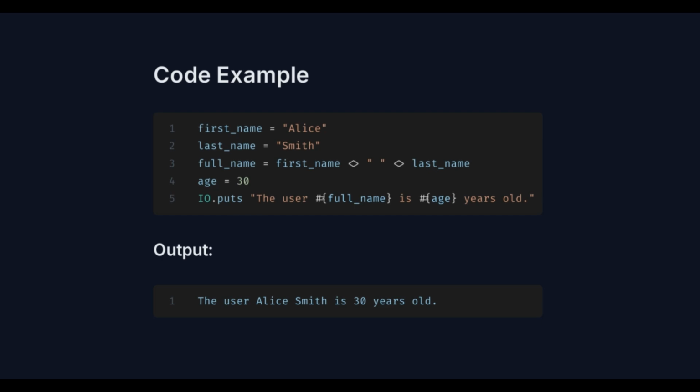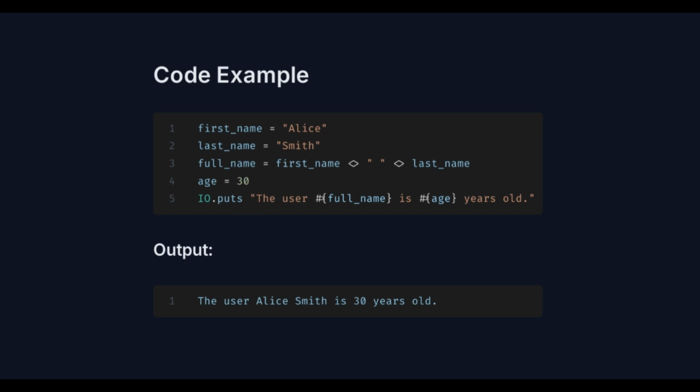In this code snippet, we assign the value Alice to the variable first name and Smith to last name. We then concatenate these two strings with a space in between to create full name. Notice that we use the less than and greater than symbols together to concatenate the strings. Additionally, we assign the number 30 to the variable age.